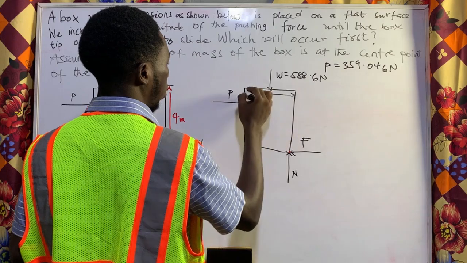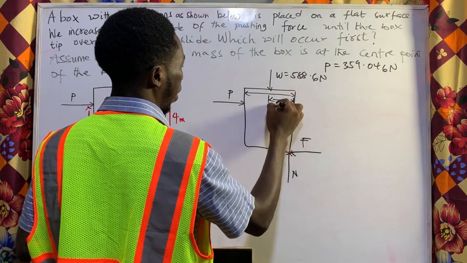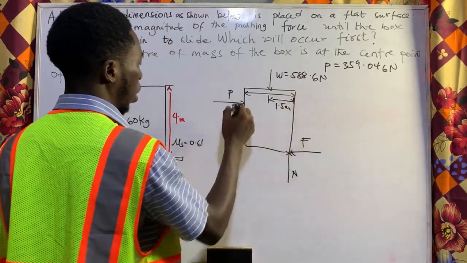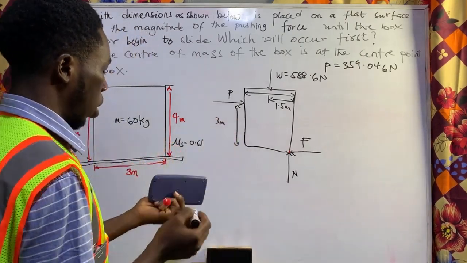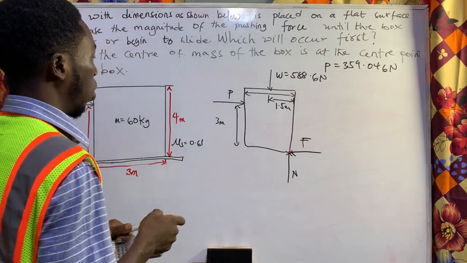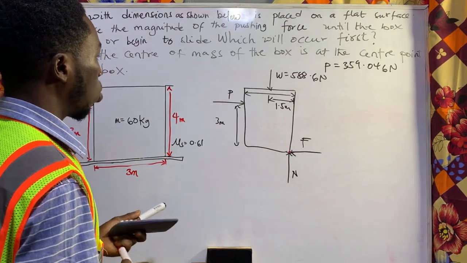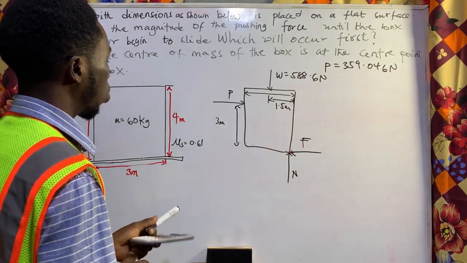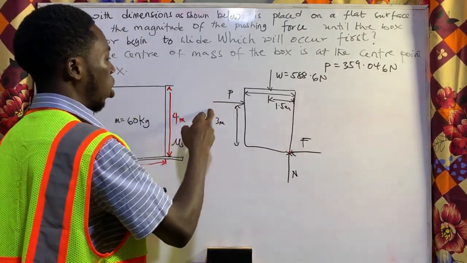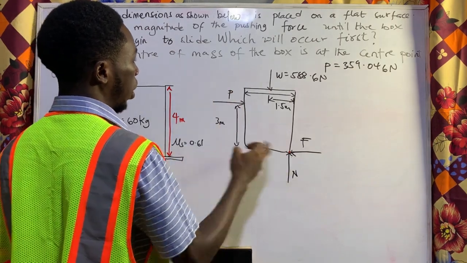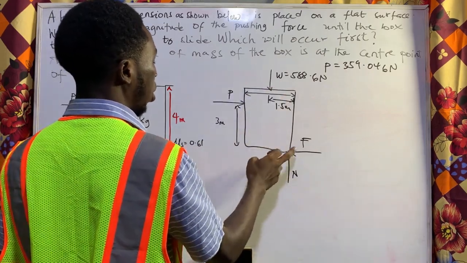You have the distance to be 3 meters, so half of it will be 1.5 meters, right? Okay, and then you have this distance to be 3 meters also. Okay, so now we want to find the minimum value of P that is required for tipping to occur. So to do that, you're going to calculate the moment that will be caused by this P here, about this point here, and then equate it to the moment that will be caused by the weight force about this point here.